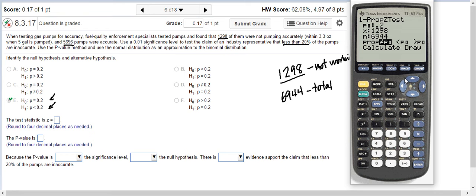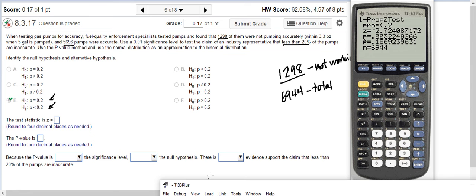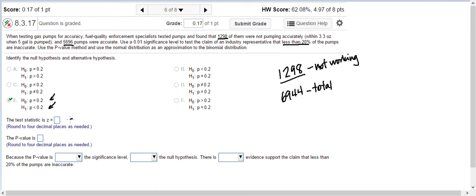And then the last thing is, are we testing that the proportion is not equal? We're trying to prove that it's just not equal to 20%, or that it's less than 20%, or that it's greater than 20%. We're trying to prove that it's less than, so we need to choose that option. Then we go down to calculate. And so that gives us everything that we need right there. Alright, so our test statistic Z is this number right here. And we need it to 4 decimal places, so negative 2.724, and that 0 will wind up to a 1 because 8 is larger than 5. So negative 2.7241.